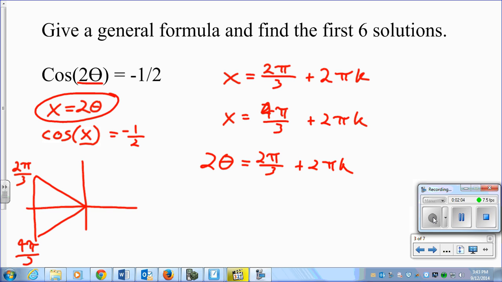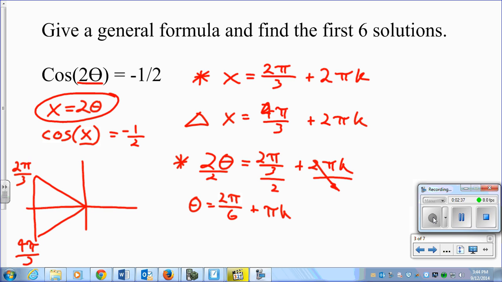Pairing up this one and this one, now I solve this out. To get theta by itself, I divide this by 2, and I divide both of these by 2. By doing so, I get theta is equal to 2 pi over 6 plus pi k.